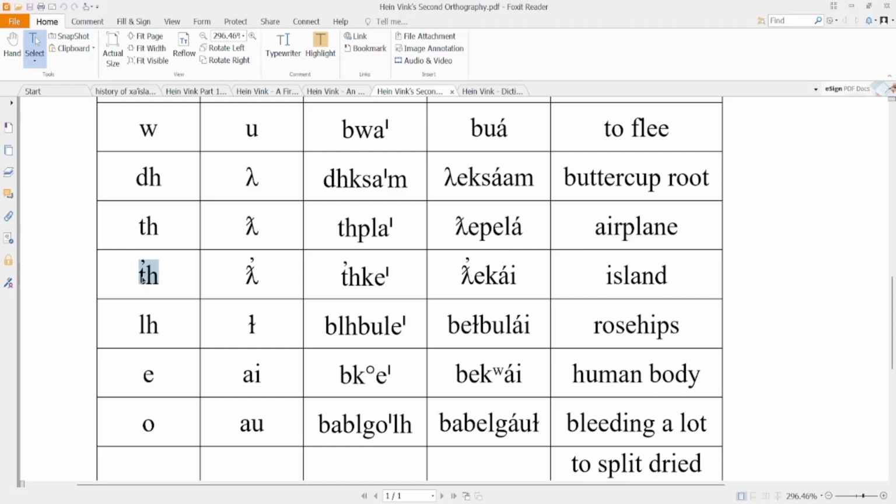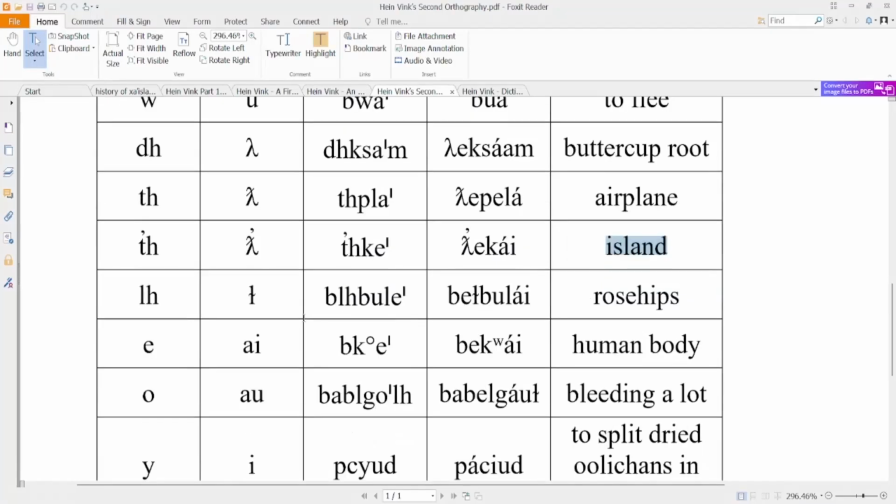Next we have a T with an apostrophe on top, followed by an H. This is now represented by the ejective barred lambda, and the word in Hein Vink's second orthography here is tlkje. And this is the hybrid spelling, and tlkje means island. Sometimes you'll hear it pronounced a few different ways, but more often than not, you'll probably hear tlkje.